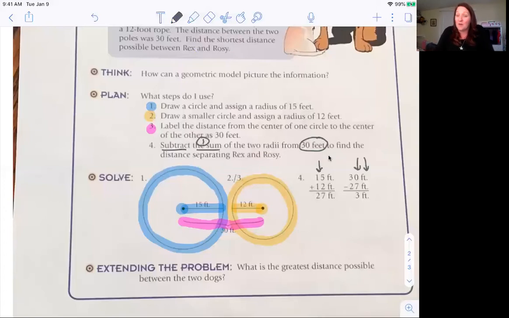Now they can be further apart if, let's say, they're on opposite ends, right? They would be really far apart if they were on opposite ends. But the closest they can get is 3 feet towards each other.